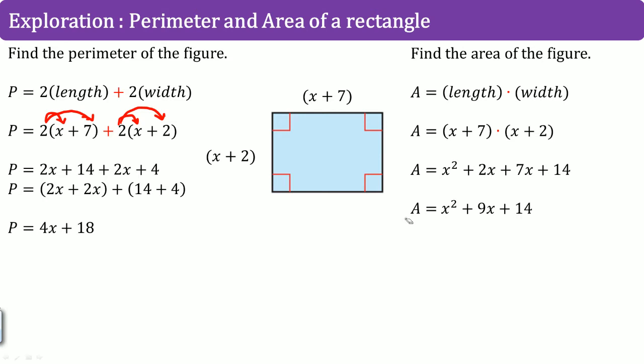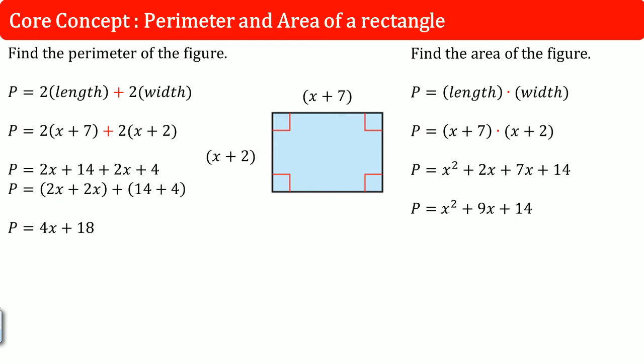Notice that the perimeter is still going to be a degree 1. But the area is going to be a degree 2. The area is technically a higher degree than the perimeter. So here's the core concept if you would like to see it. This is what you need to be able to do. Find the perimeter, then find the area.